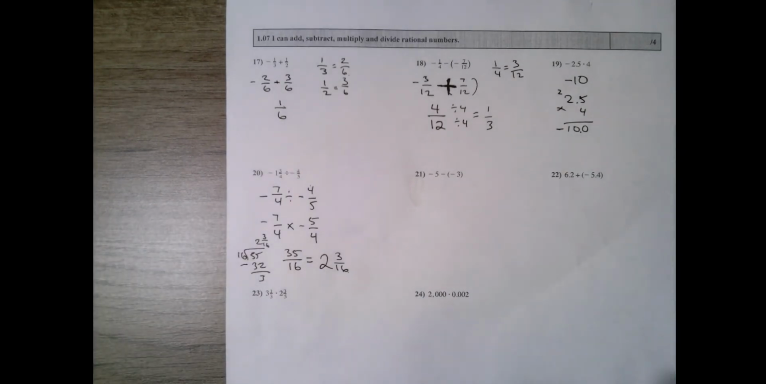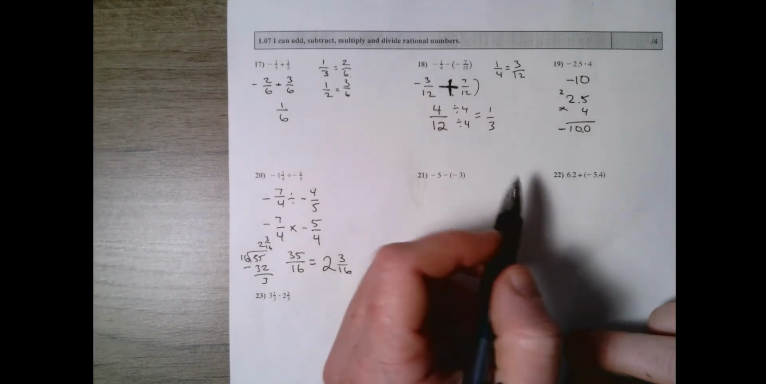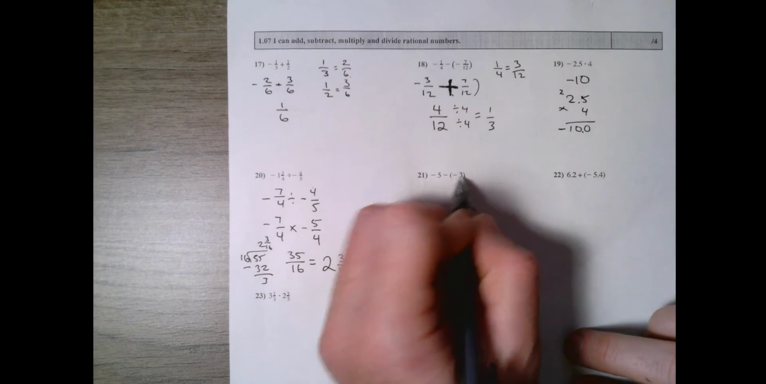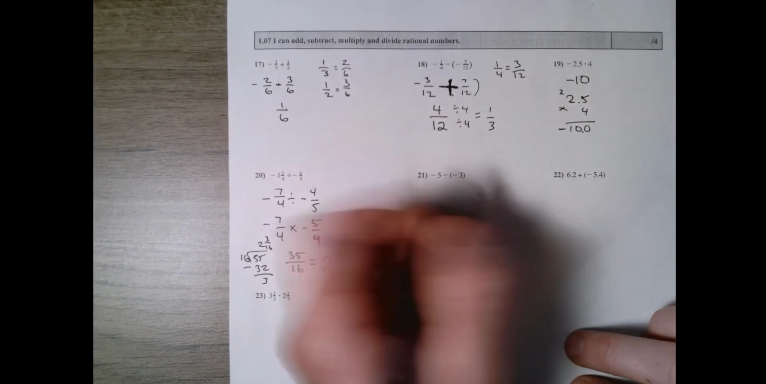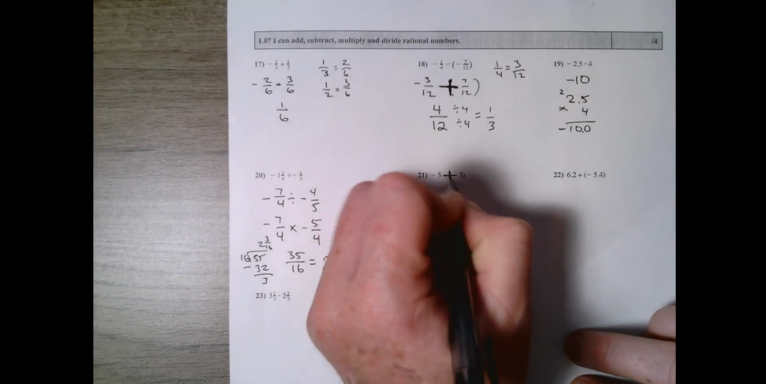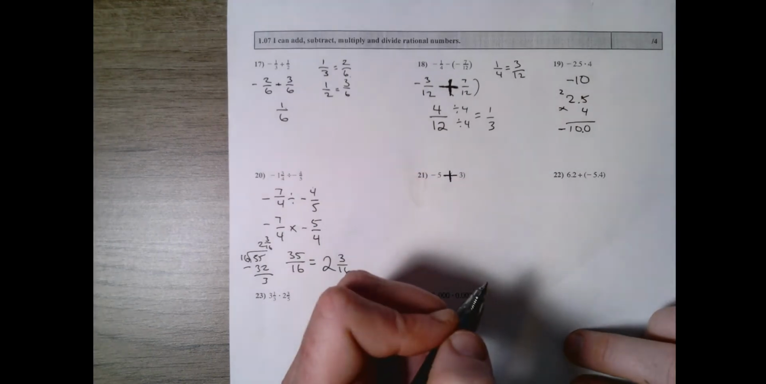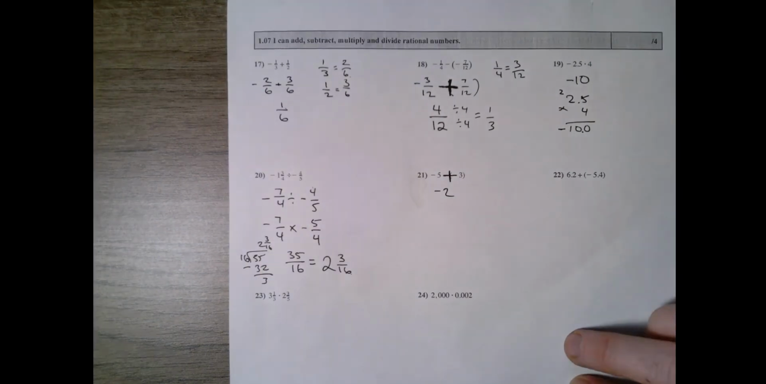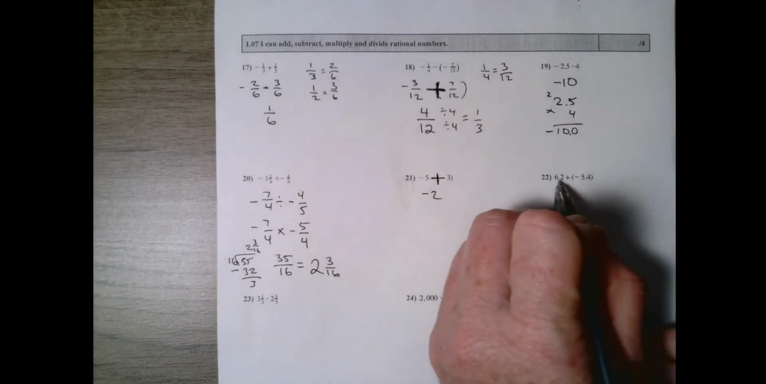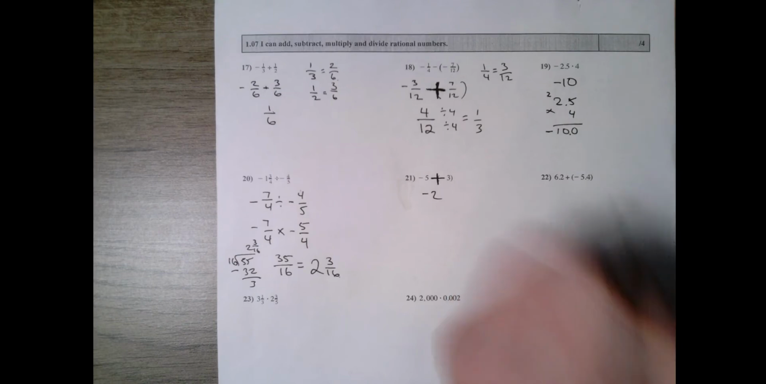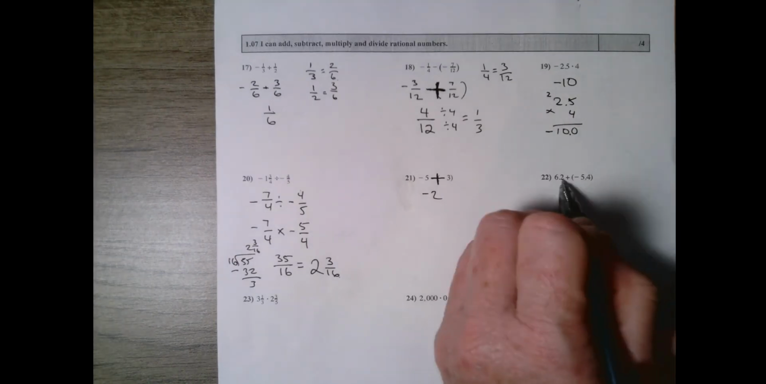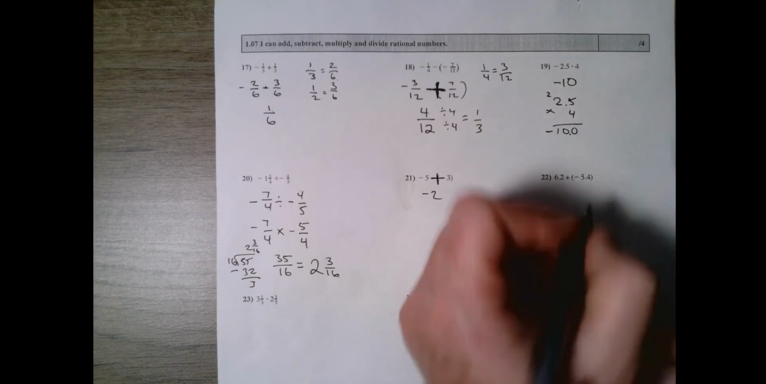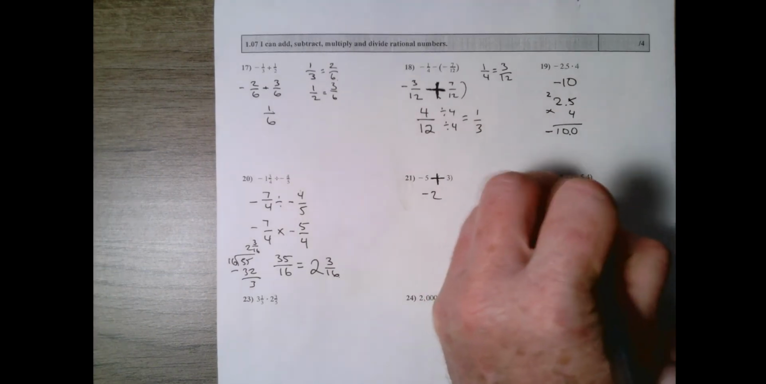All right, number 21, straight up subtraction. So negative 5 minus a negative 3. Removing 3 negative tiles is the same as adding 3. Negative 5 plus 3 is negative 2. Okay. Now I have 6.2 plus a negative 5.4, so we're taking 5.4 from 6.2. So that's going to be 0.8.